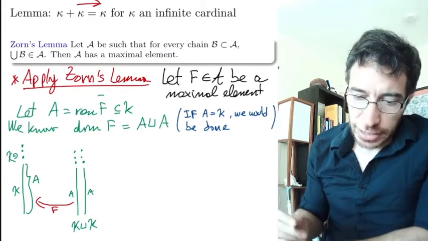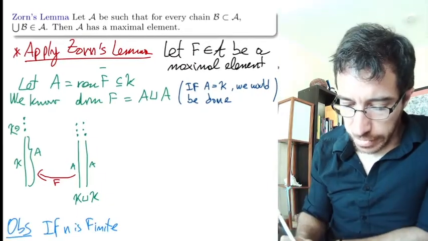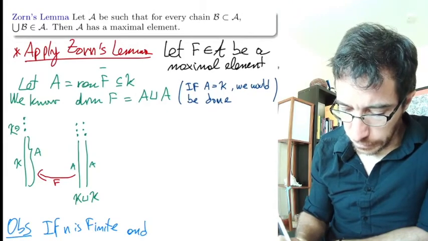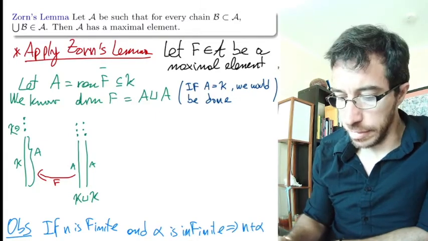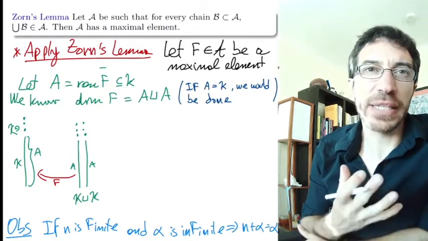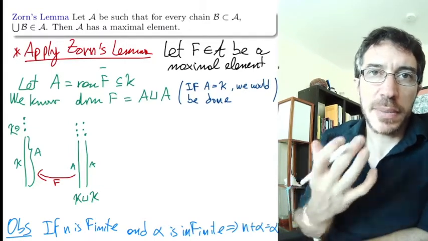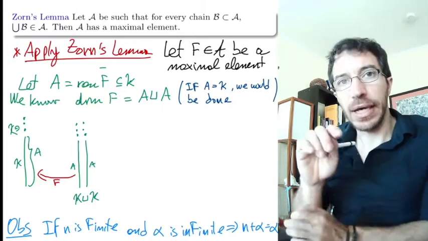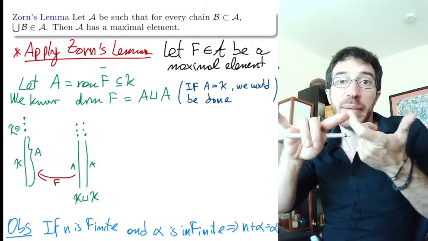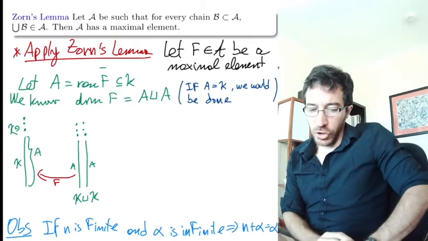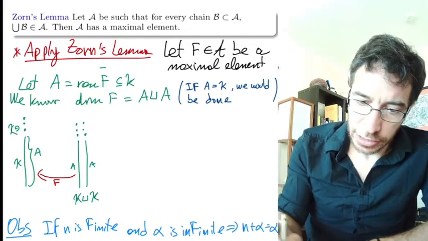But yes, so essentially the observation is: if n is finite and alpha is infinite, then n plus alpha as cardinals is equal to alpha. So this property about addition being the maximal is very easy when one of them is finite. You can just absorb it. Remember that proof where inside alpha we put an omega chain, then we move all the elements and we leave n elements blank.